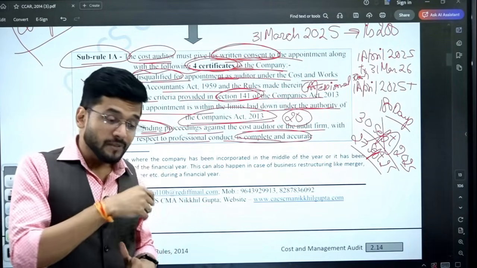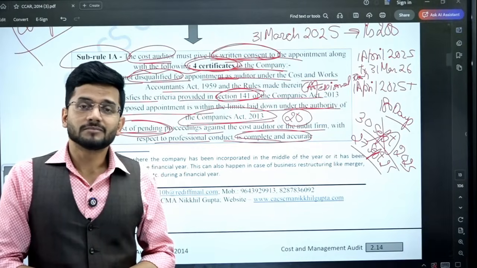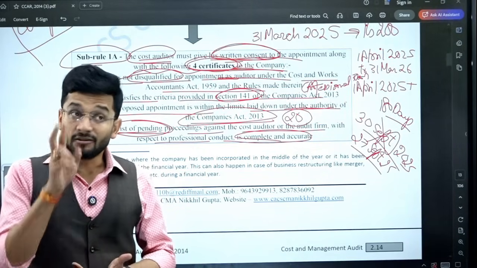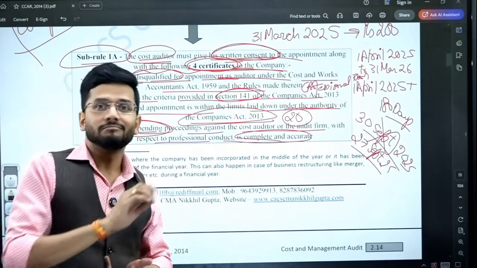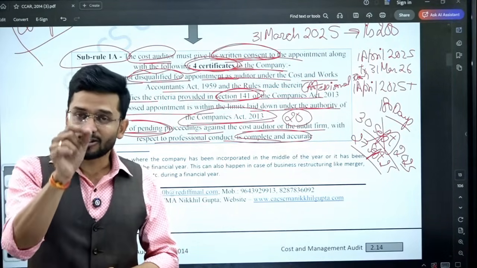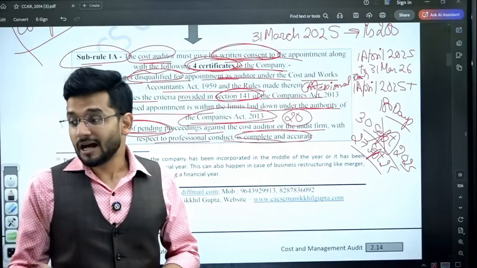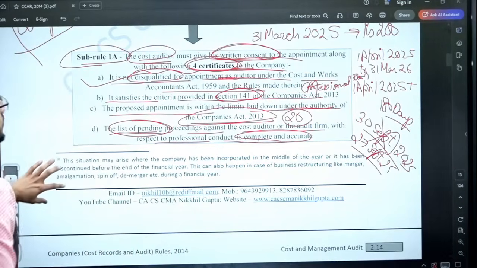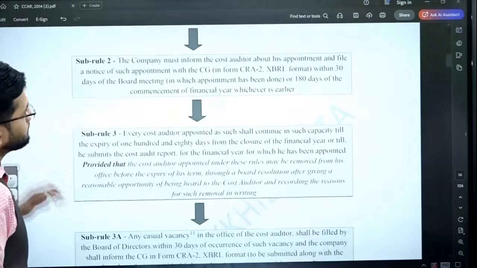So the company has to immediately ask the auditor to leave if any of the pending cases comes against him, because then he is not qualified to become a cost auditor. So the company has to keep a tab on all the cases which are pending against the cost auditor. So this list is required to be given by the cost auditor to the company.